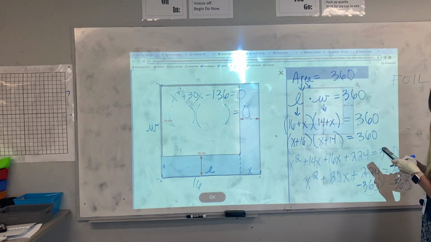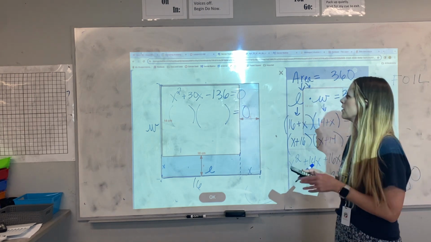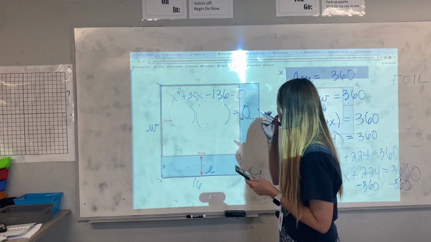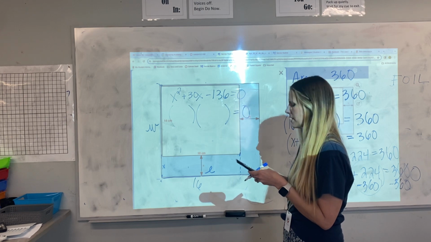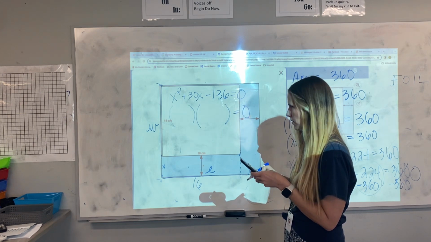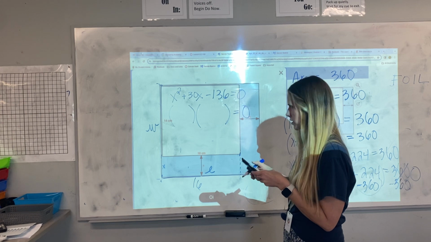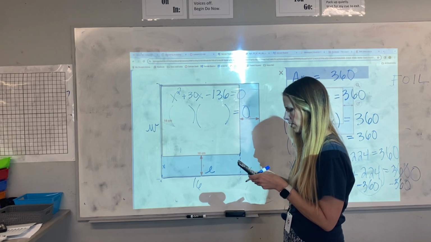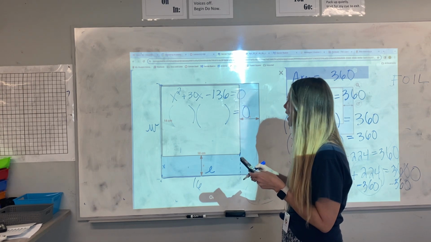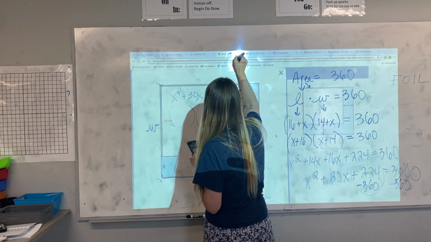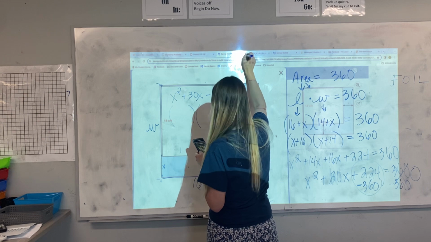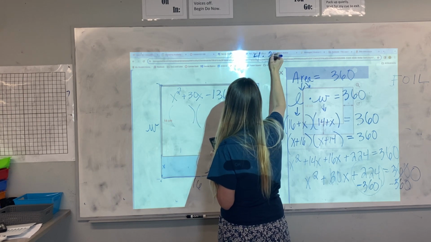360 minus 136. I'm having trouble finding factors here. Yeah, me too. I hope this isn't a mistake. 136 divided by 3. 136 divided by 4. Oh, I got it. It's 4. I guess I skipped that one. You're right. 136 can be broken up into 4 times 34.